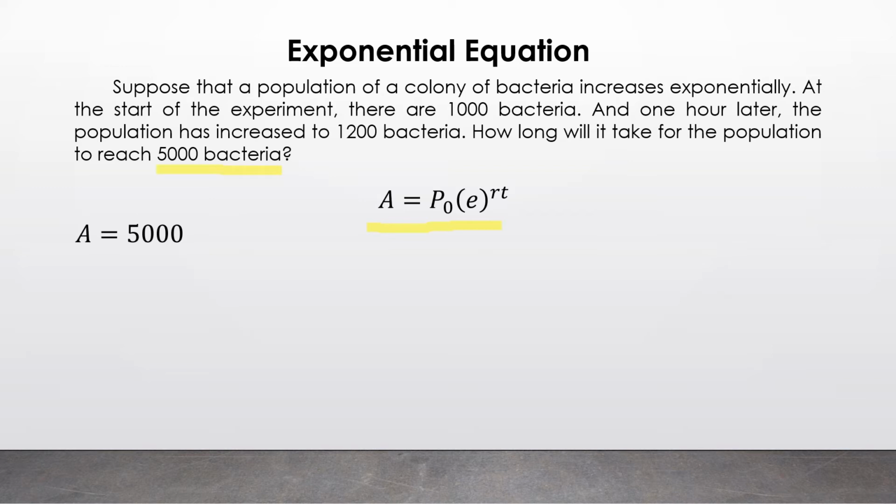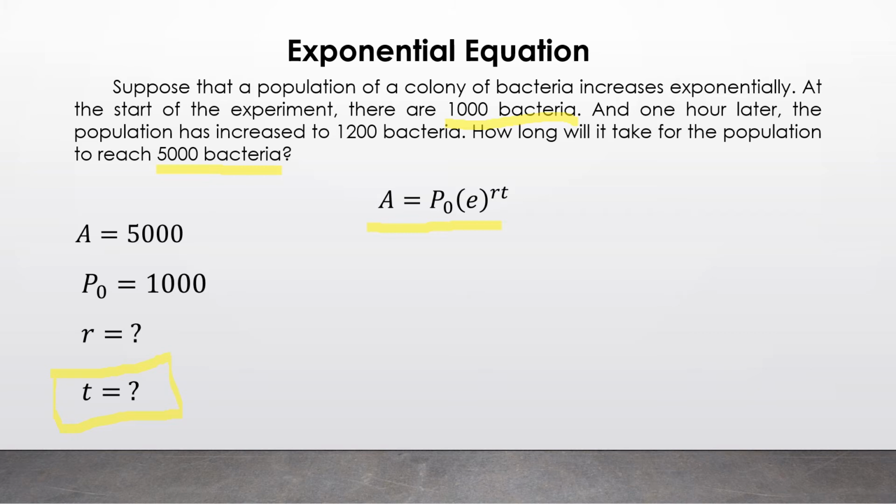Ito yung total bacteria after a certain period of time. Our P sub 0, which is 1,000 bacteria, yung initial number ng bacteria. Our rate is unknown, walang nakalagay. And our time is also unknown. This is what we are looking for at the time.